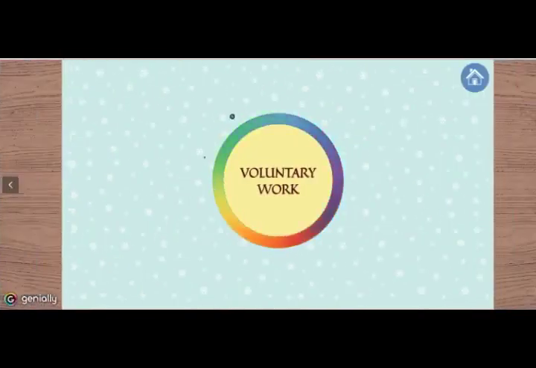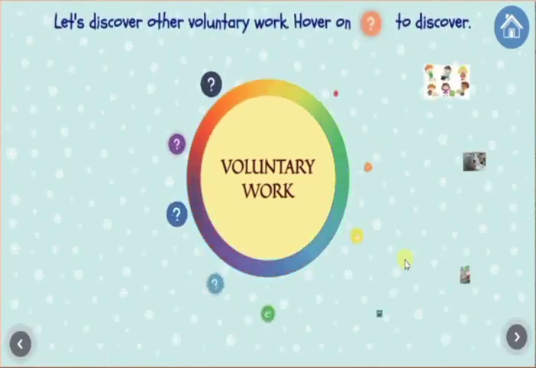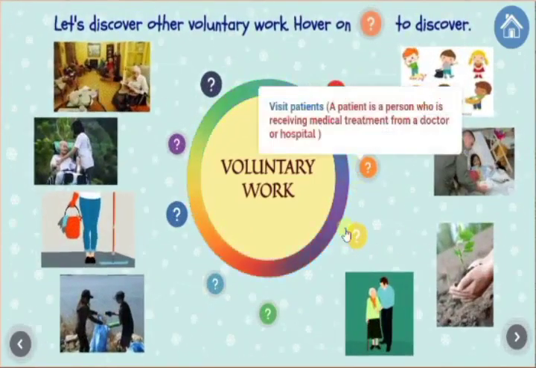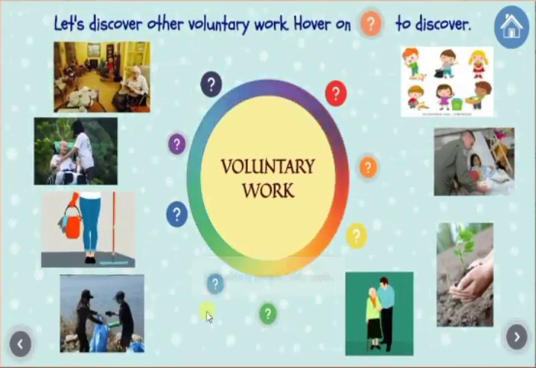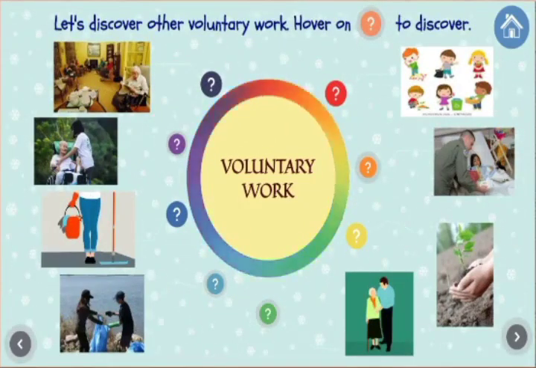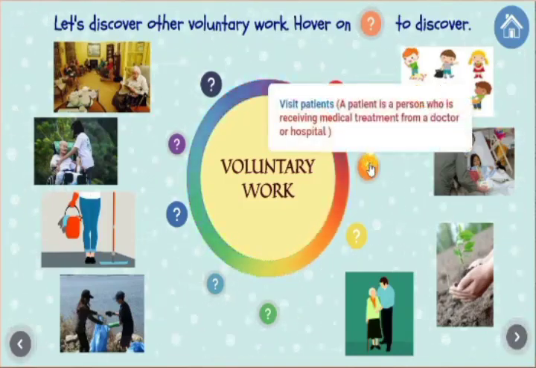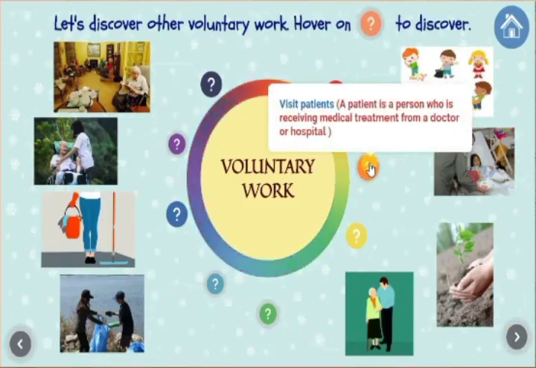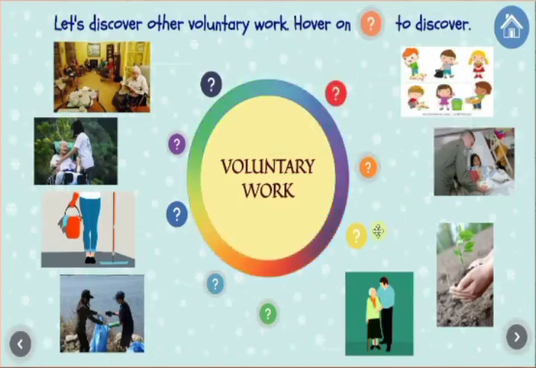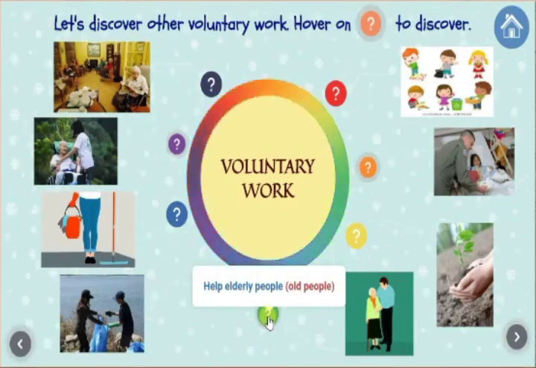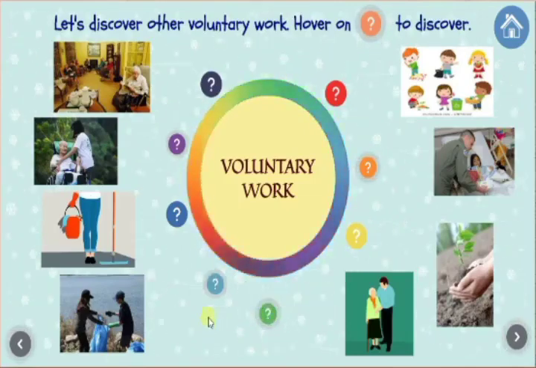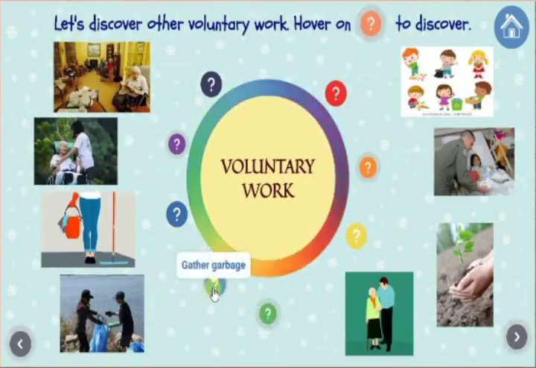You have to have the mouse on these question marks to discover these voluntary actions. Let's read them one by one. So we have here clean the school. And here we have visit patients, and a patient is a person who is receiving medical treatment from a doctor or hospital. Then we have plant trees, then help elderly people, which means old people. The next one is gather garbage. Here we have help with the housework.